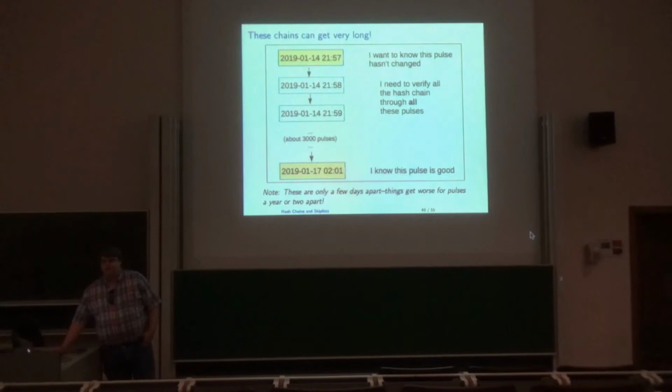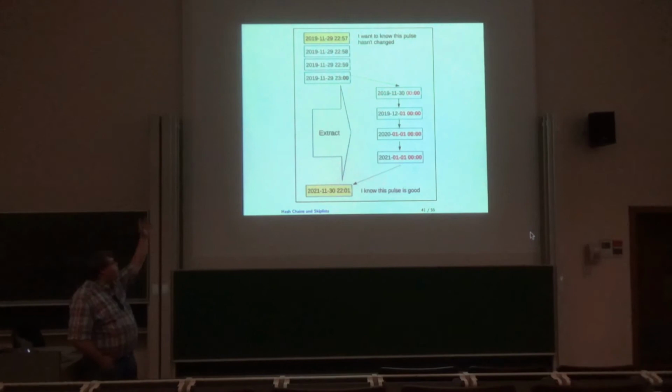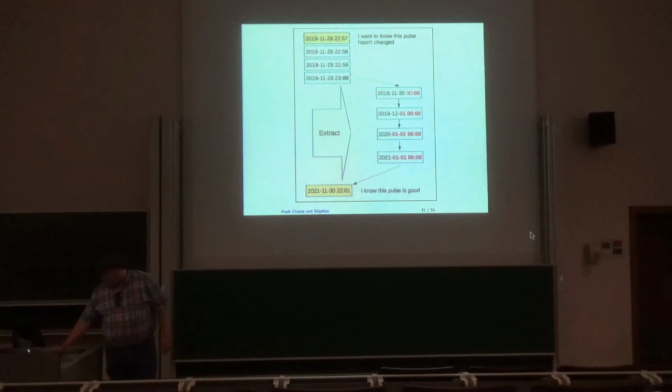The basic solution is going to be to take this long chain and extract a subset that is still an intact hash chain. So you're going to take this 3,000 pulse sequence and extract, maybe 8 or 9 pulses that still make an intact hash chain. I'll show you how this works in a sec.